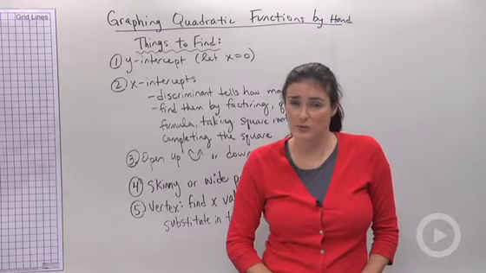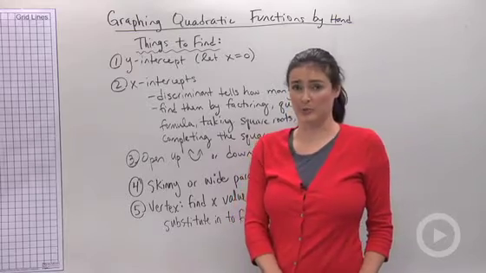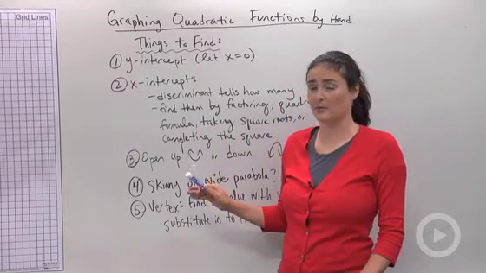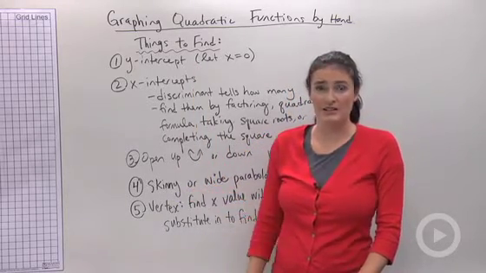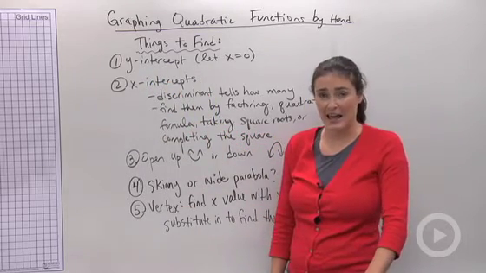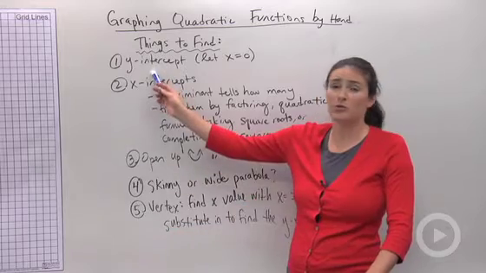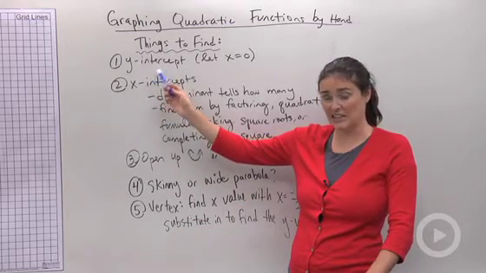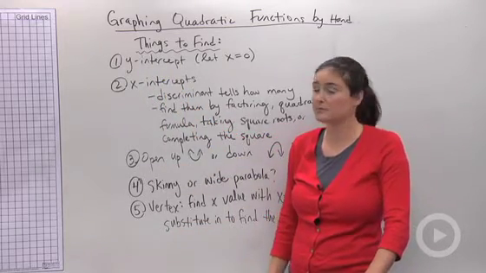There's a whole bunch of information that's going to help you to graph your parabolas, and I've listed a bunch of it here. The first thing you might want to look for is the y-intercept. Remember, the y-intercept is found by letting x equal 0. That's usually a really quick one and a great way to find at least one point on your parabola.